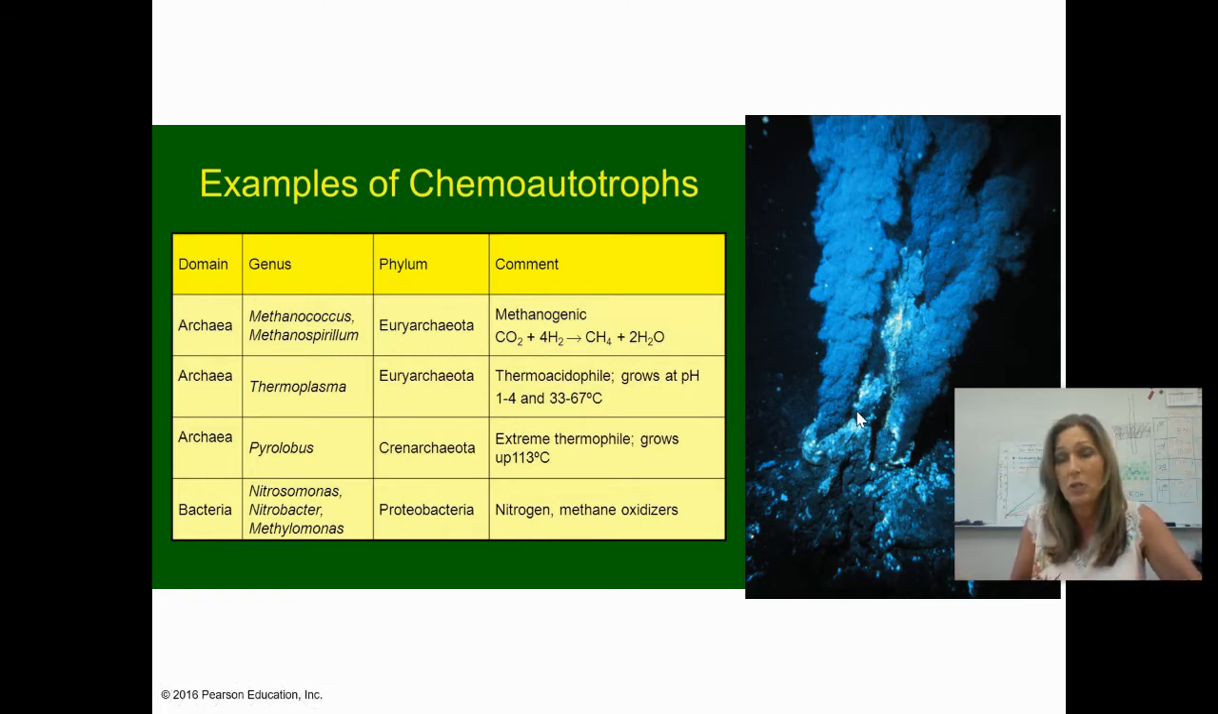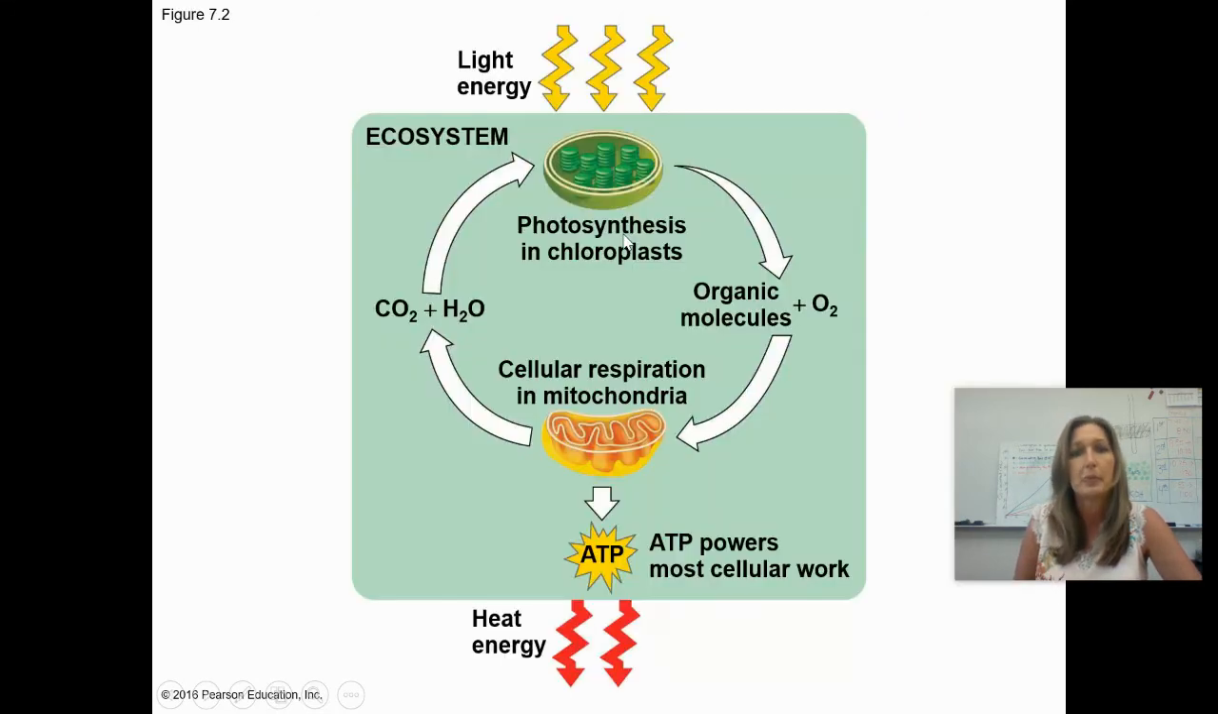Because remember, these are anabolic activities that are endergonic. They require an energy source from someplace. A chemoautotroph just doesn't use photons. Now, we're going to be talking about photosynthesis in plants.